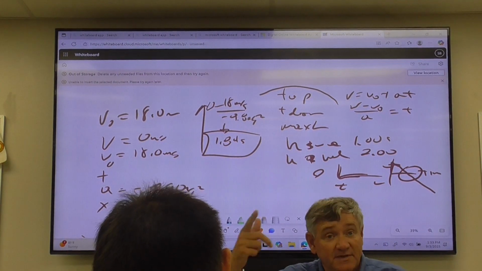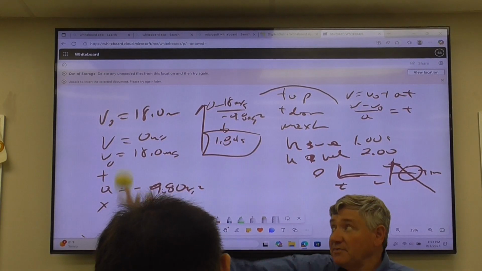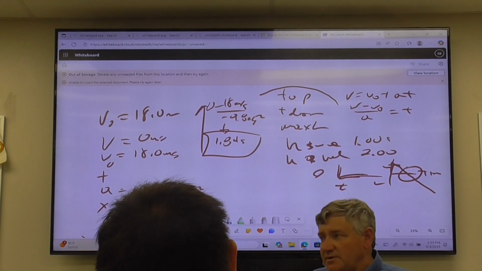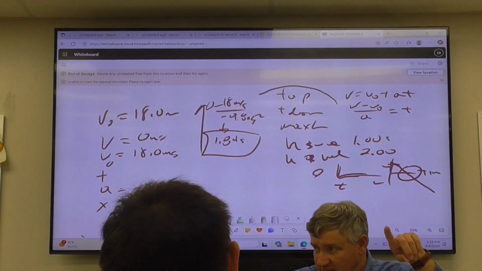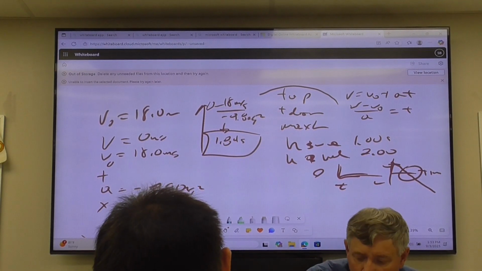If it's symmetrical, and that's a huge if. Now, if I throw it up like this, and then it falls all the way to the ground, I can't set the 2 times equal. Okay? All right.